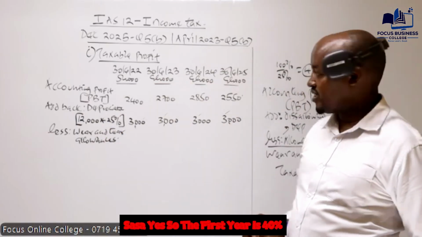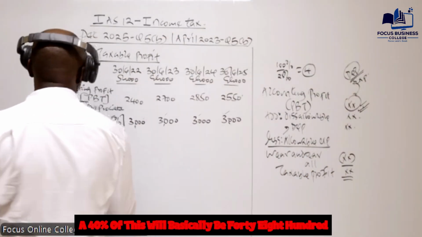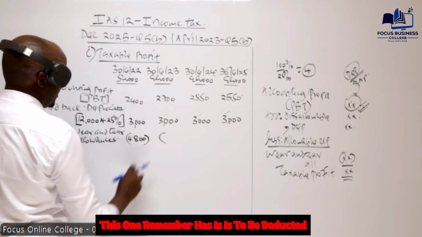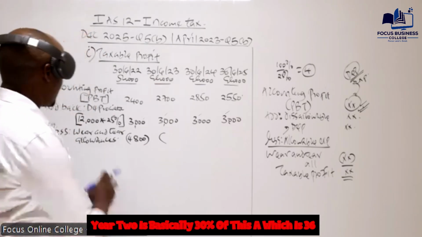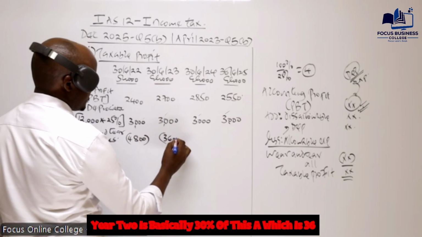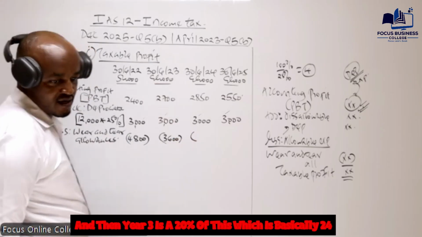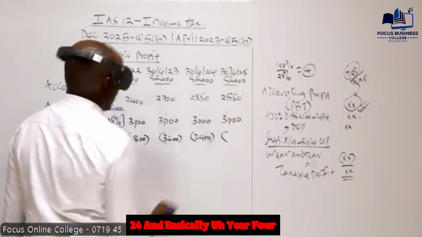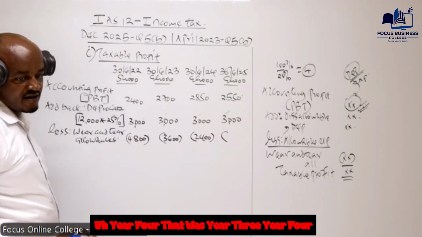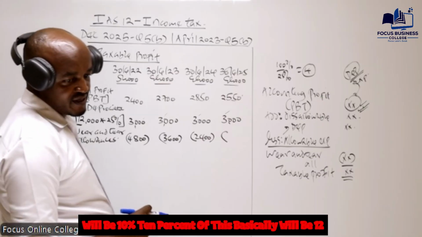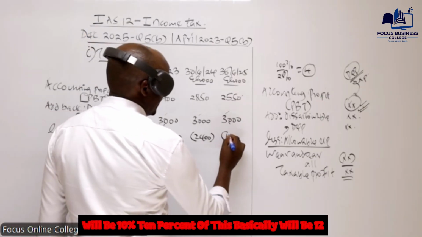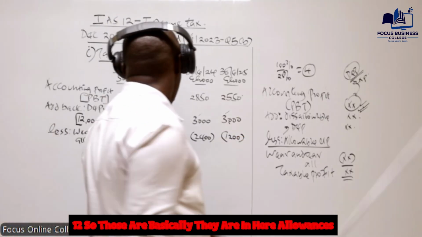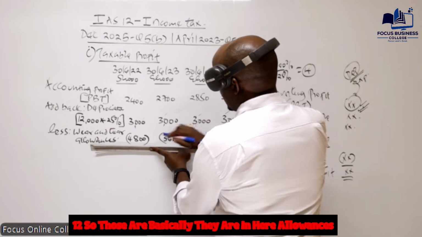So the first year is 40%. 40% of this will be 4,800. This one, remember, is to be deducted. Year 2 is 30% of this, which is 3,600. Then year 3 is 20% of this, which is 2,400. And year 4 will be 10%. 10% of this will be 1,200. So those are the wear and tear allowances.